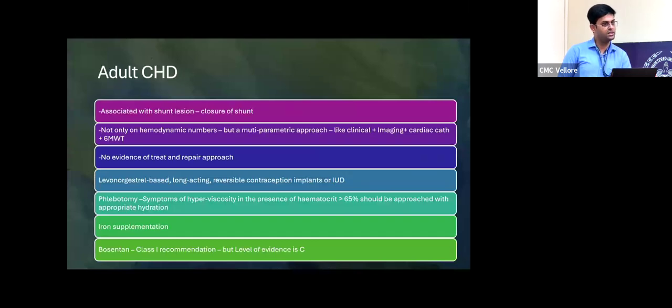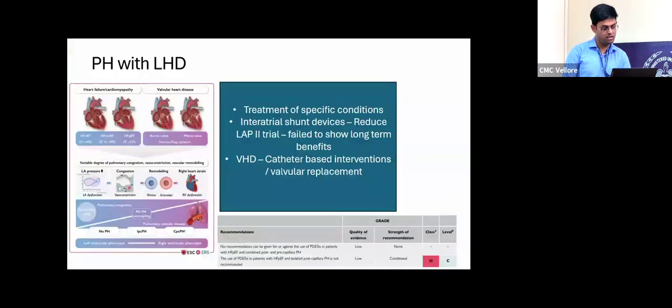So vaccinating them for specific organisms. And if such a patient presents to you with a big thrombus in the pulmonary artery, which is a very rare condition, anticoagulation is indicated in such patients. Bosentan was tried, but the level of evidence is class C. We don't mostly start these medications in those patients.